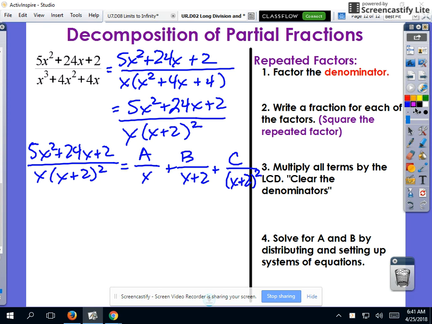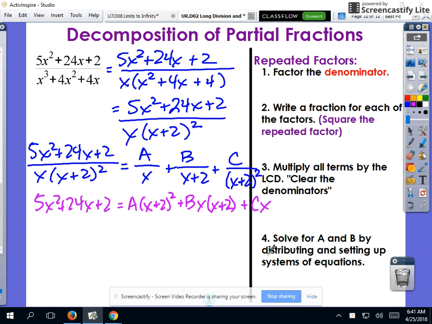If we multiply by x plus 2 quantity squared, on the left we end up with this. If we multiply on the left for A, we're just going to end up with A times x plus 2 squared, because the x cancels. For B, we end up with the x and we end up with x plus 2, because the other x plus 2 would cancel. And then for C, we end up just with Cx.